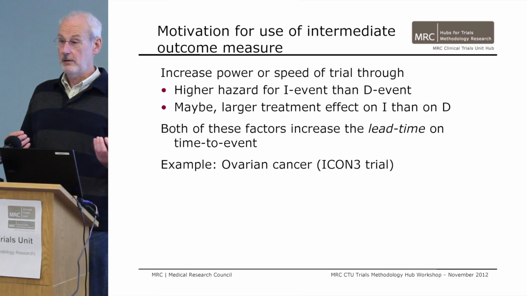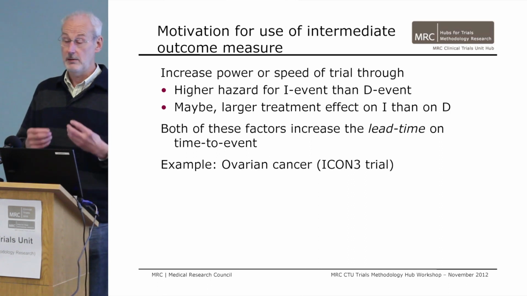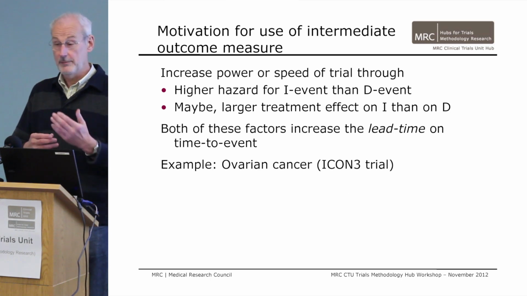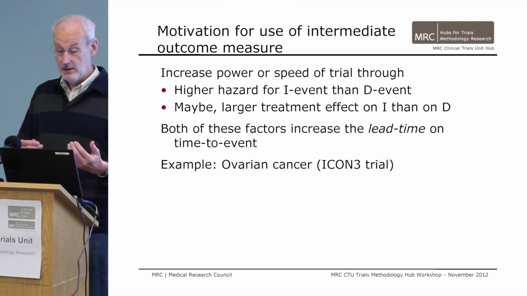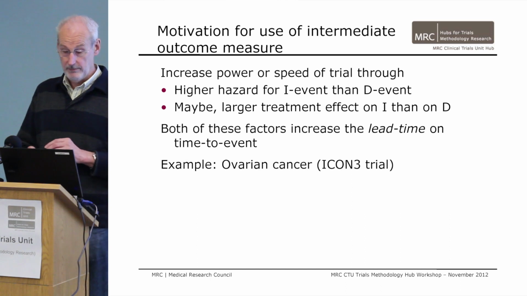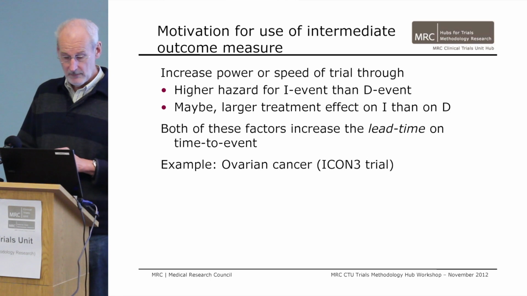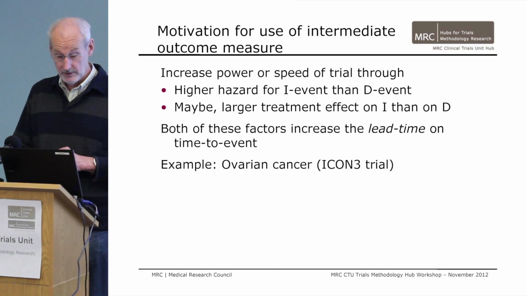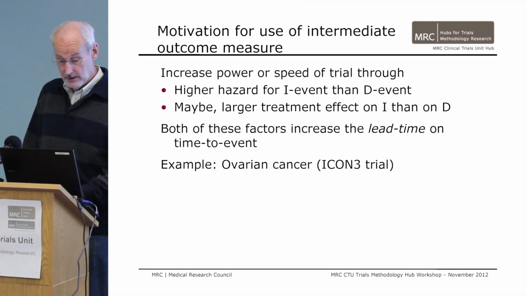Typically, these intermediate outcomes, and this is fairly clear, I think, will have a higher hazard, and are more likely to occur earlier than the definitive outcome. And sometimes, actually, we get another effect, which is that you might have a slightly larger treatment effect on the intermediate than on the definitive outcome. That isn't as common as you might think, but it can occur, I believe. So both of these types of factors increase the lead time on the time to an event of some kind being observed.